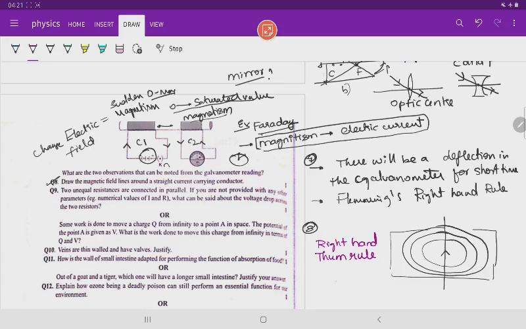What does the right hand thumb rule say? If your thumb points in the direction of current, then the fingers encircling give the direction of the magnetic field. So when the thumb is upwards, my fingers will align in this direction. What is this direction called? Anti-clockwise direction. So if current is flowing from down to up, an anti-clockwise magnetic field is generated.